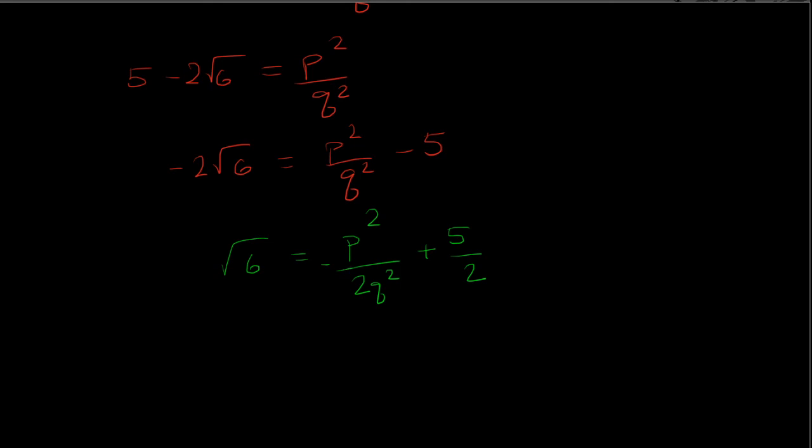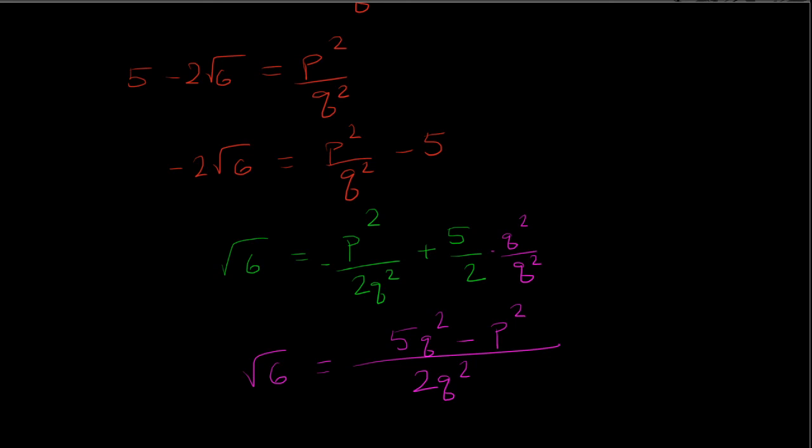And if I really want, I can combine these into one fraction. So I'm going to multiply by Q squared, top and bottom. So the common denominator is going to be 2Q squared. And it's going to be negative P squared and 5Q squared. So I'm just going to write it like this. So on the right, we have a fraction of integers.